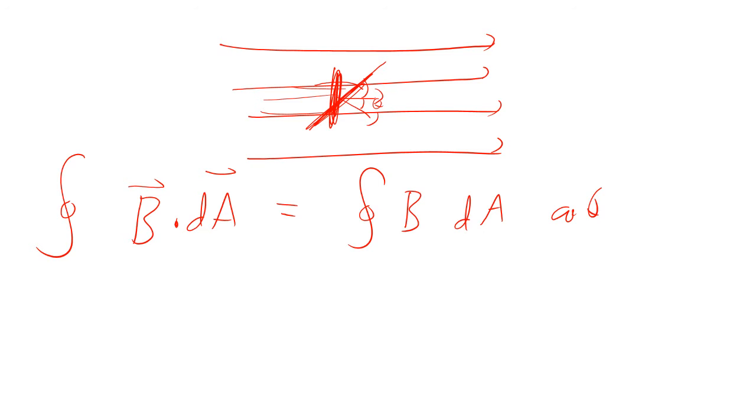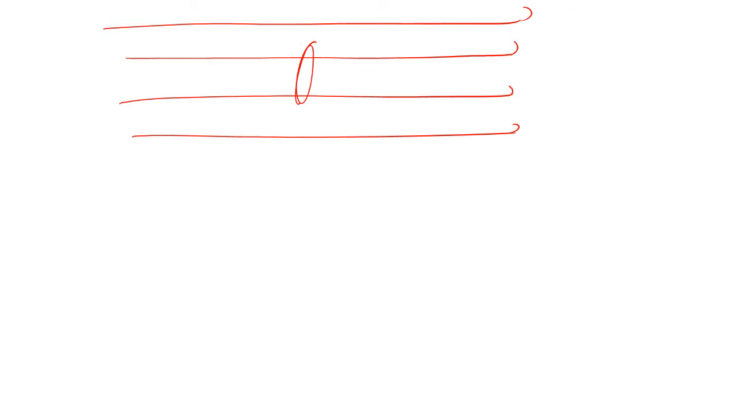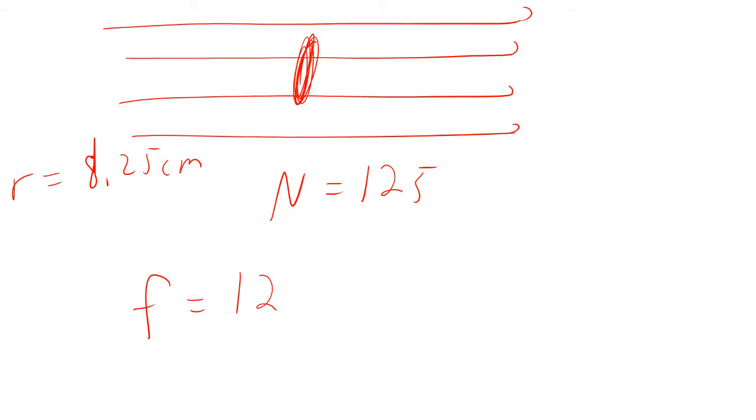So let's consider that we've got a coil. Let's say that it has 125 turns. Let's say it's circular, so the radius is going to be equal to 8.25 centimeters. And let's say the coil is spinning with a frequency of 120 hertz.